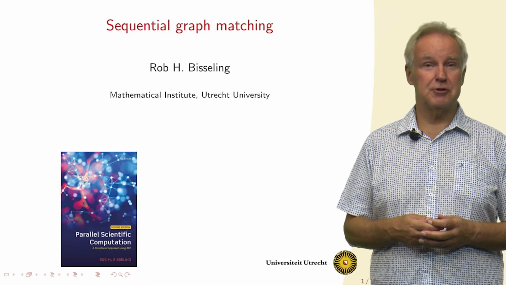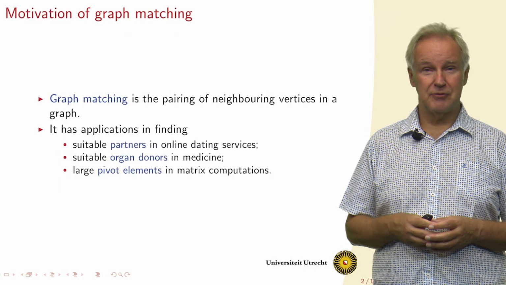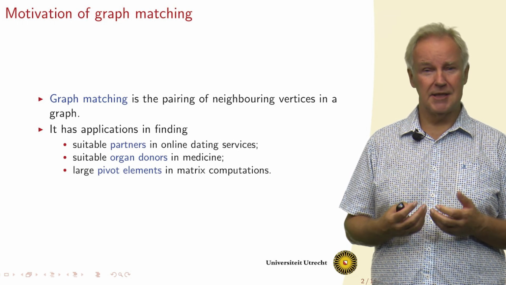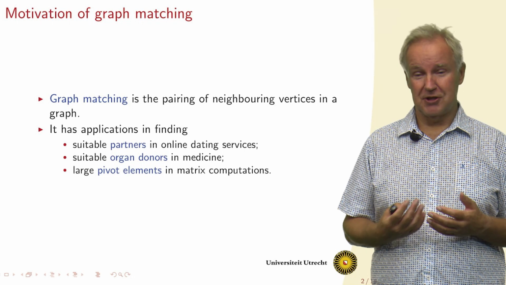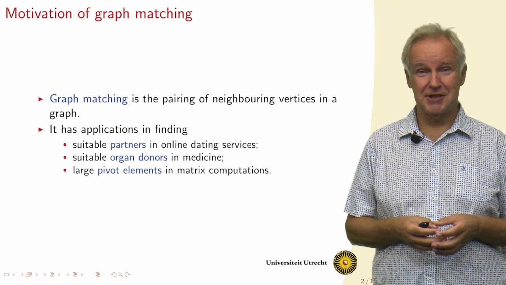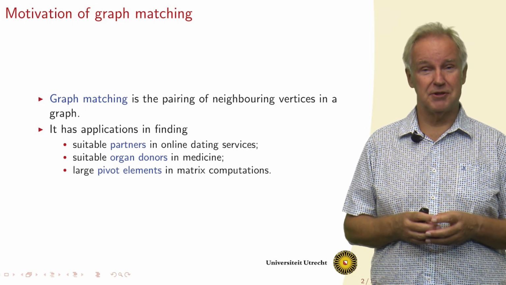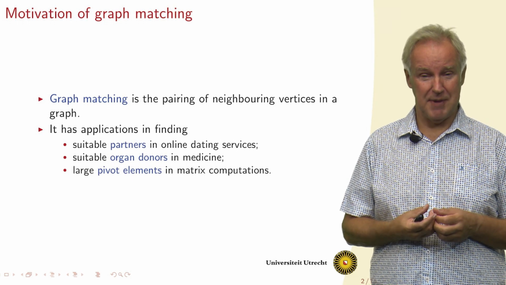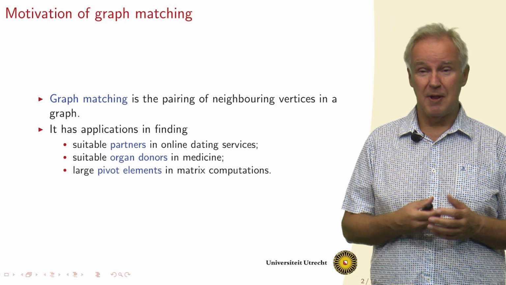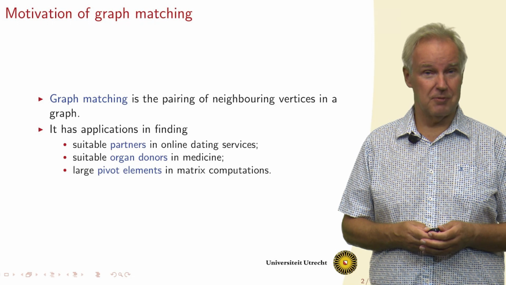In this video, we're going to look at sequential graph matching. Matching in a graph is the pairing of neighboring vertices. And it has lots of applications, such as pairing people in online dating services, but also pairing donors with recipients for organ transplantations in medicine, but also in scientific computing, for example, pairing rows and columns to get a good pivot in matrix computations.